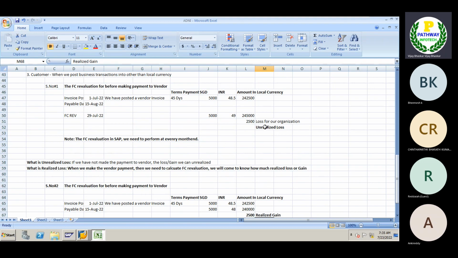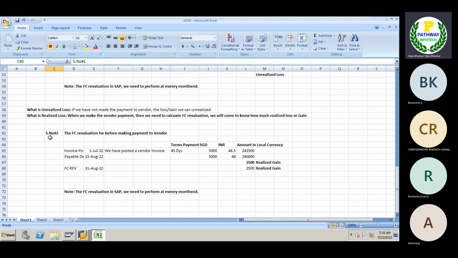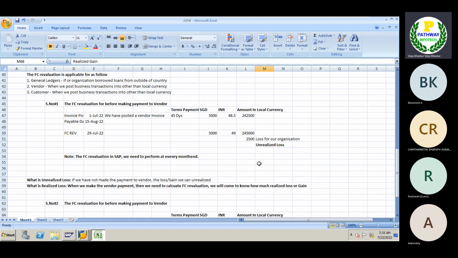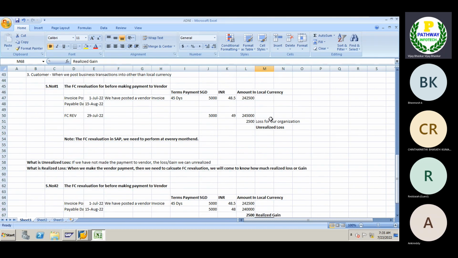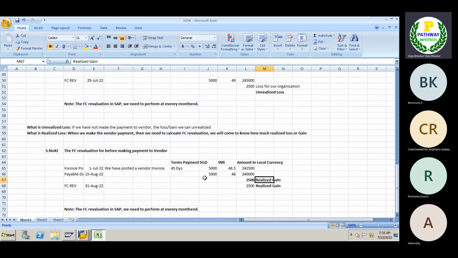Unrealized loss or unrealized gain comes into the picture in scenario number 1, before making the payment to the vendor. Scenario number 2 is when the foreign currency revaluation happens after making the payment to the vendor. Then we will know whether it is a realized loss or realized gain. Hope you are clear on the difference between unrealized and realized.